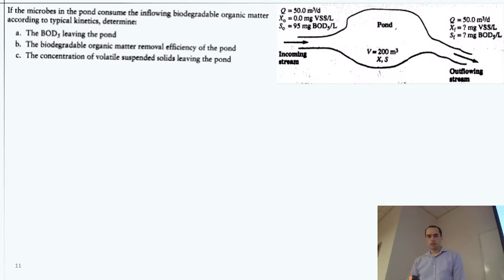So let's take a look. We've got essentially the CSTR. We said we wanted to start with a mass balance on the microbial mass. That sounds a little counterintuitive in order to know the BOD, but remember that microbial mass is going to be directly tied to the amount of food that's consumed.